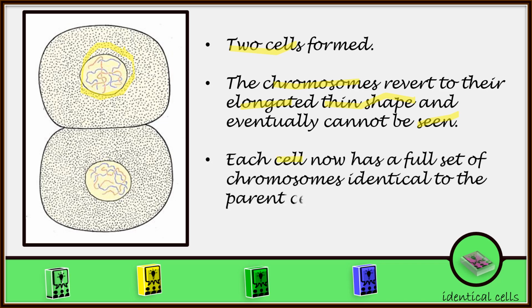Each cell now has a full set of chromosomes identical to the parent cell. So now it was one, now they are two. And these two cells resemble the original parent. How the original parent looked is how these cells also look. They have the same number of chromosomes, and they are also identical to their parent.